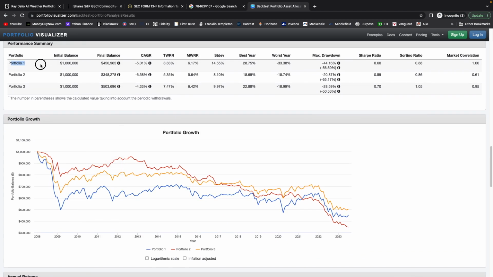And so again, Warren Buffett's portfolio started off with $1 million and we are 15 years into retirement. Warren Buffett's still got $450,000, or almost 451. Ray Dalio's portfolio, almost 50,000. And using a blend of these strategies, we actually have $500,000.